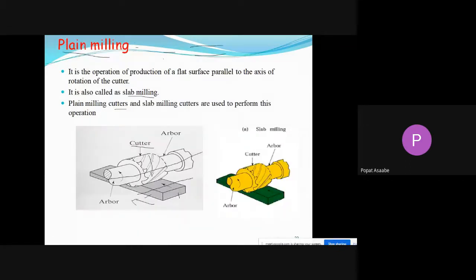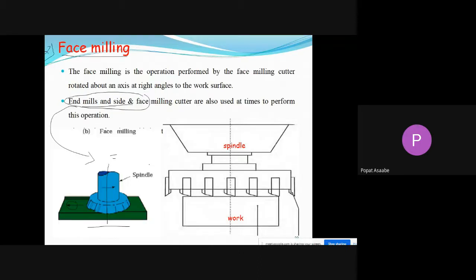In this process also we are producing a flat surface on the workpiece, but in plane milling the axis of your cutter will be parallel to the workpiece, and in face milling the axis of your cutter will be perpendicular to the work surface.